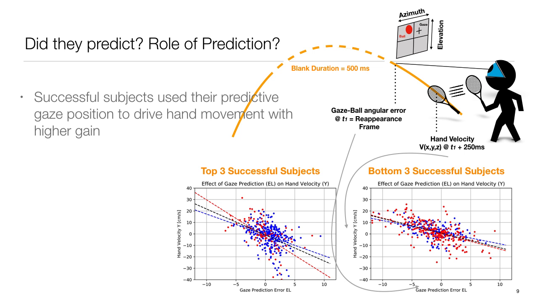Basically, if, for example, they had 2 degrees of visual gaze predictive error, they updated their hand velocity, let's say, by plus or minus 5 centimeters per second, compared to the lower or less successful subjects, where they updated this with a lower gain. Hence, they had lower rate of catch.